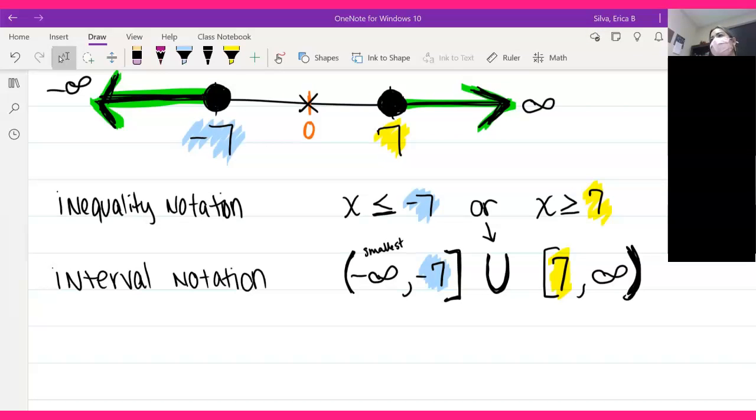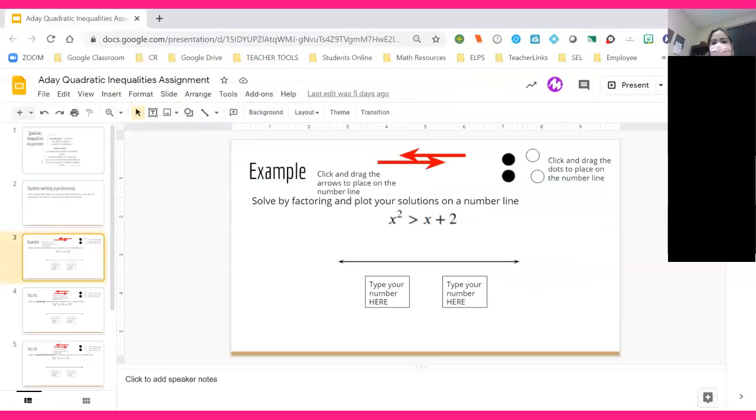There are 3 things that you'll have to do in today's assignment. Don't open anything yet. I want you guys to look at my screen first. So we have this problem. We've already solved this problem. If you guys look back at your notes, it was the first problem that we did. X squared is greater than x plus 2.